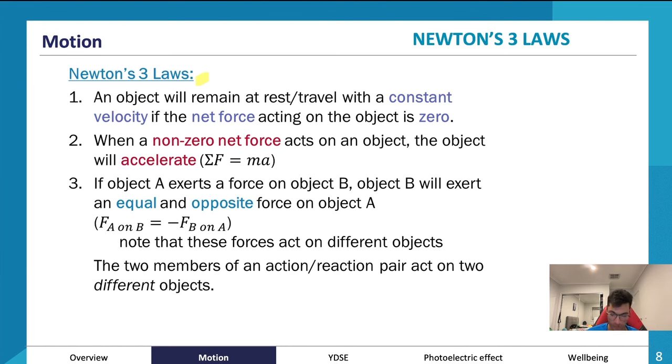Cool. Newton's third law, we briefly touched on it before. Newton's third law, pretty straightforward. Newton's second law says that F equals ma, or if you act with a non-zero net force on an object, that object will accelerate. And that object will keep accelerating unless it's acted upon by an external force. And the third law is just equal and opposite forces.